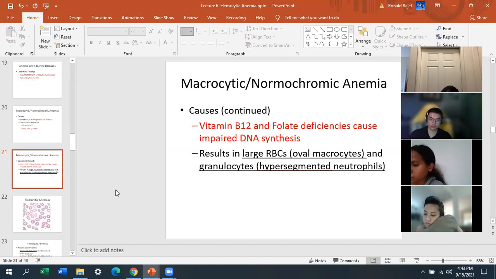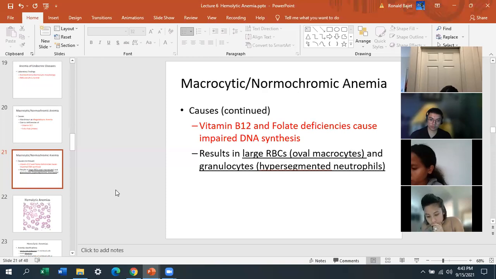B12 and folate deficiencies cause impaired DNA synthesis, and that's why the cells are big. I'm not going to get into why, but because of the DNA synthesis between the cytoplasm and the nucleus, it causes the cells to be large. So what you'll see on the peripheral smear are oval macrocytes. These are large red blood cells.